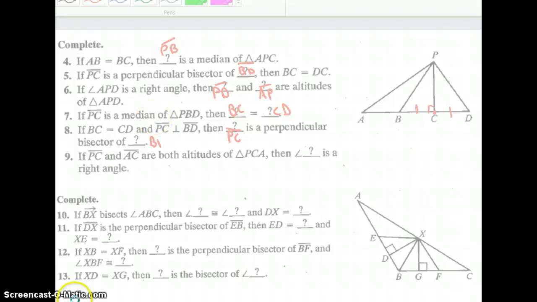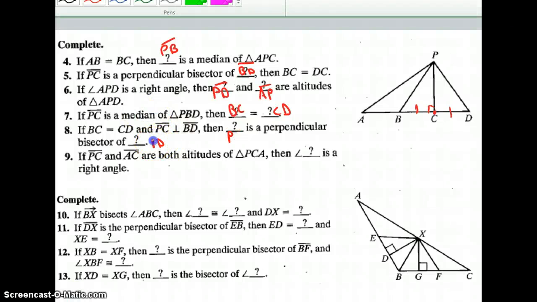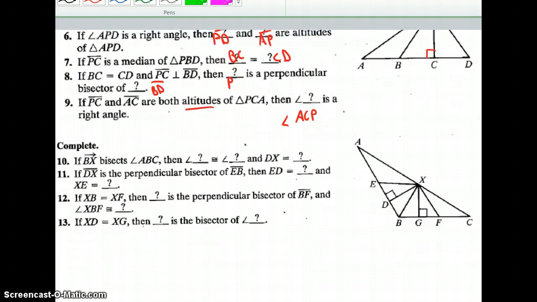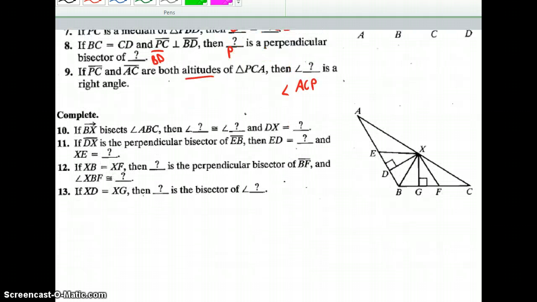Whoa, what's happening now? All right, I'm back. It was BD. All right, PC and AC are both altitudes. Well, that means they must be right angles. Then blank is a right angle. I just marked it, ACP. Okay, because of the word altitude. Altitude implies we're talking 90 degrees. All right, this is the last little bit. I got almost 5 minutes.